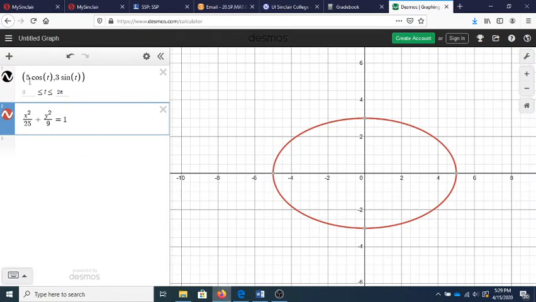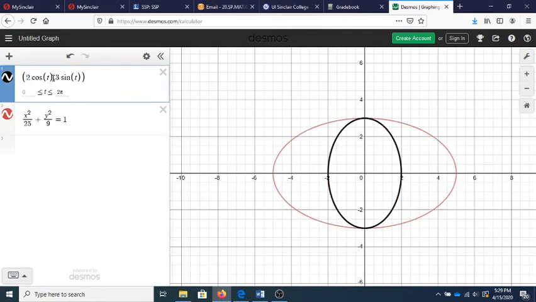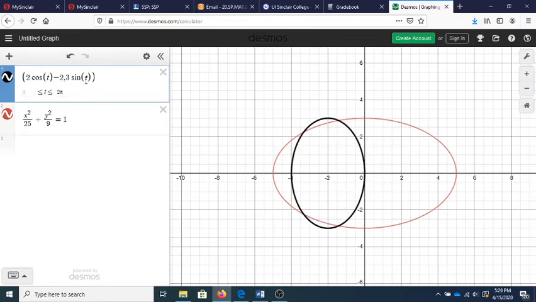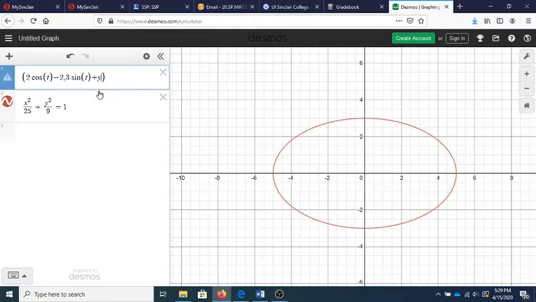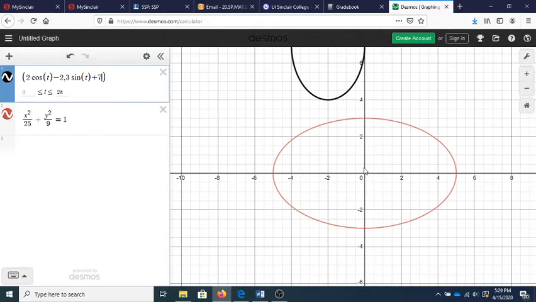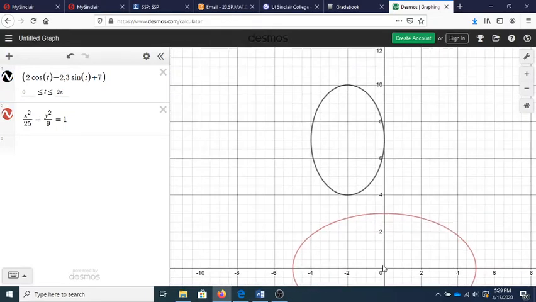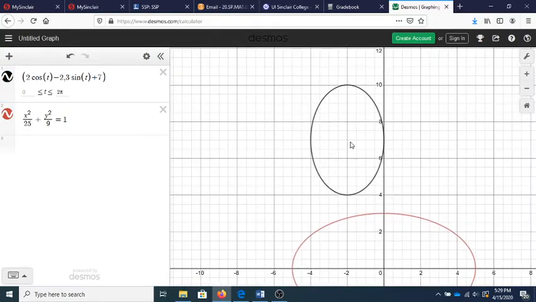Okay, so I think I'll just alter this. 2 cosine minus 2 and 3 sine plus 7. Oops, 7. No, 7. There we go. Okay, so there's my ellipse that's centered at -2, 7. Looks good. Okay, in fact, let's put in -2, 7.